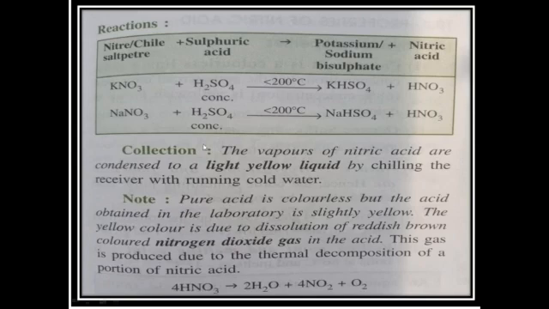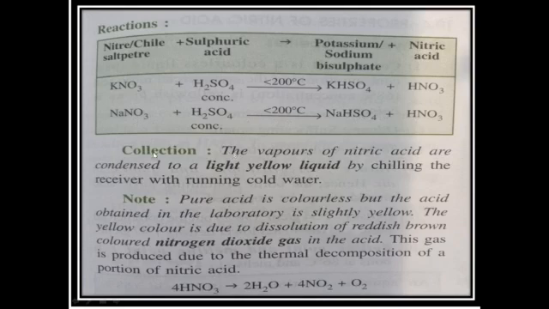So what is the reaction that is actually taking place while preparing nitric acid? If you are using potassium nitrate or niter with concentrated sulfuric acid, and you are heating the mixture below 200 degrees Celsius, you will get potassium hydrogen sulfate plus nitric acid. But if you are using sodium nitrate, then you will get sodium hydrogen sulfate and nitric acid.